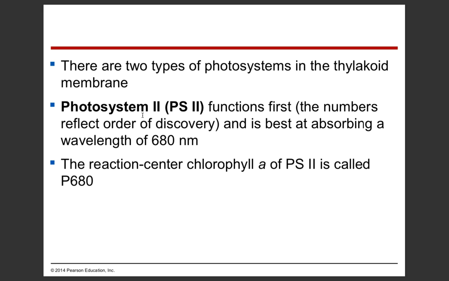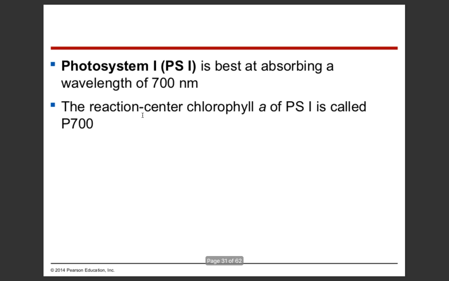And it's best at absorbing a wavelength of 680 nanometers. As promised, that's where that P680 comes in. P680 is the reaction center of photosystem 2 because it's absorbing that wavelength of light. Alternatively, photosystem 1, which actually comes second, 2 and then 1, is called P700 because it absorbs wavelength 700 nanometer light. Beautiful. That's the reaction center there.